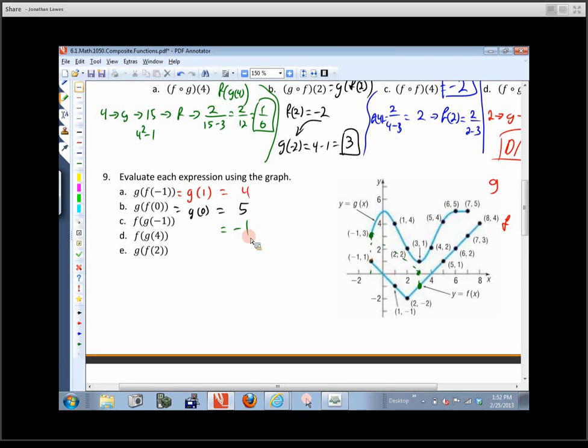Okay? Do I need to do another one, or do you get the idea? Okay? Do we need to do them both? I'll do them both if you want. If you want to see them both, just pop your hand up. Okay, let's do them both.